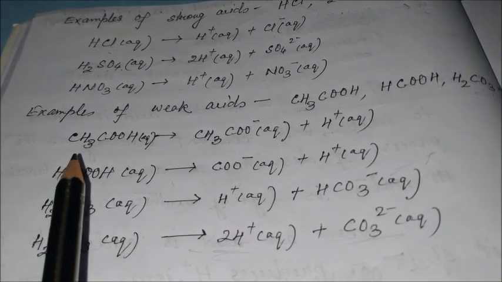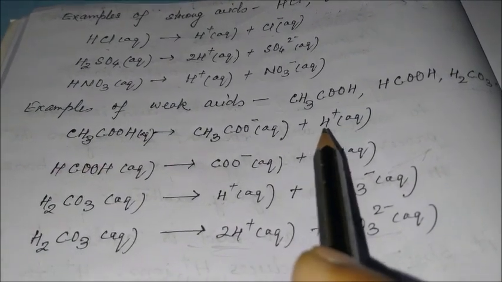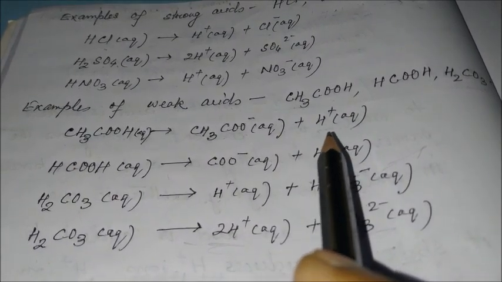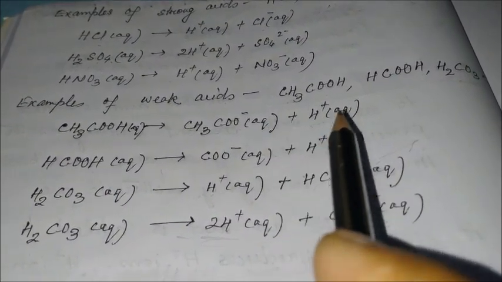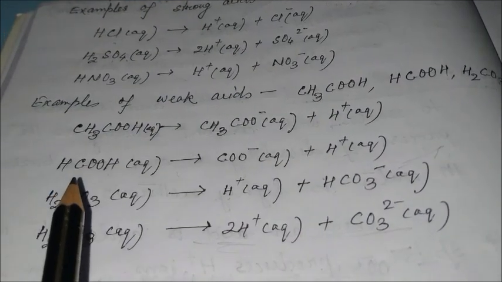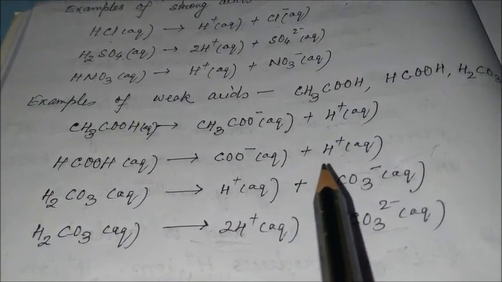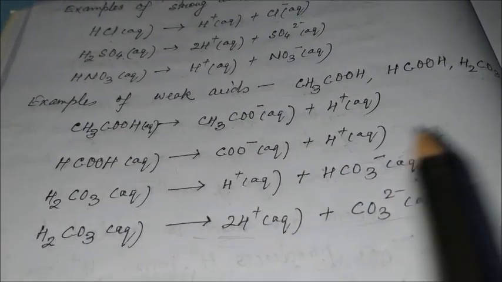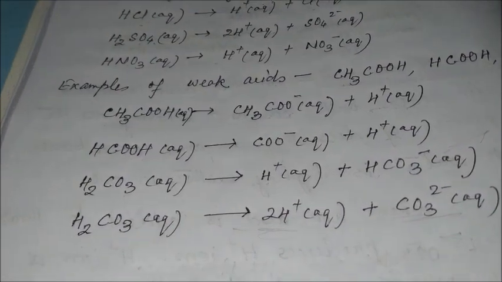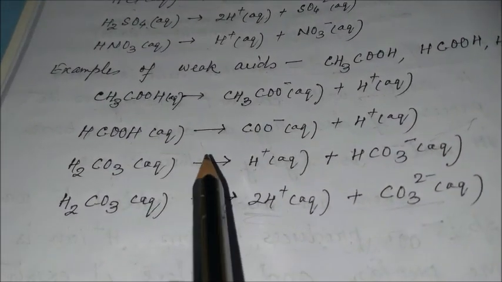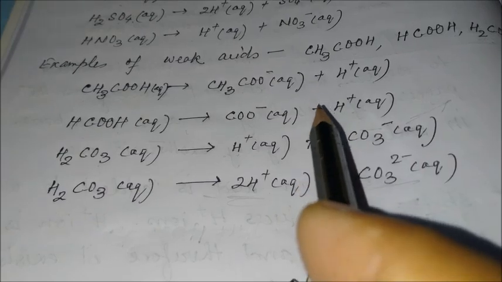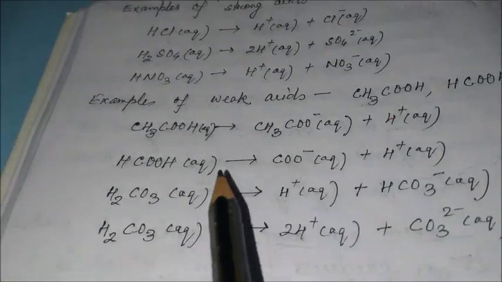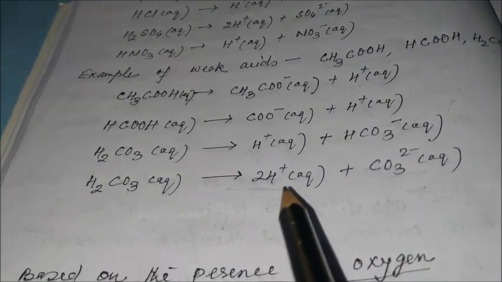For example, suppose CH3COOH, although it is producing H positive ions but due to partial dissociation lesser number of H positive ions are produced. Similarly, in case of HCOOH, also H plus is produced by the acid. So in these cases there is the partial dissociation of the acid in aqueous solution and lesser number or very less number of H positive ions are produced and these are the weak acids.